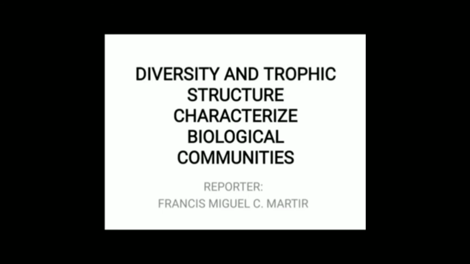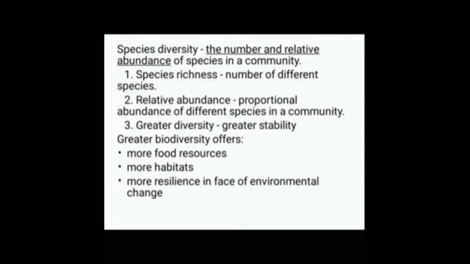Diversity and trophic structure characterize biological communities. Species diversity is the number and relative abundance of species in a community. Number 1, species richness, the number of different species. Relative abundance is the proportional abundance of different species in a community. Greater diversity, greater stability. Greater diversity offers more food resources, more habitats, and more resilience in the face of environmental change.